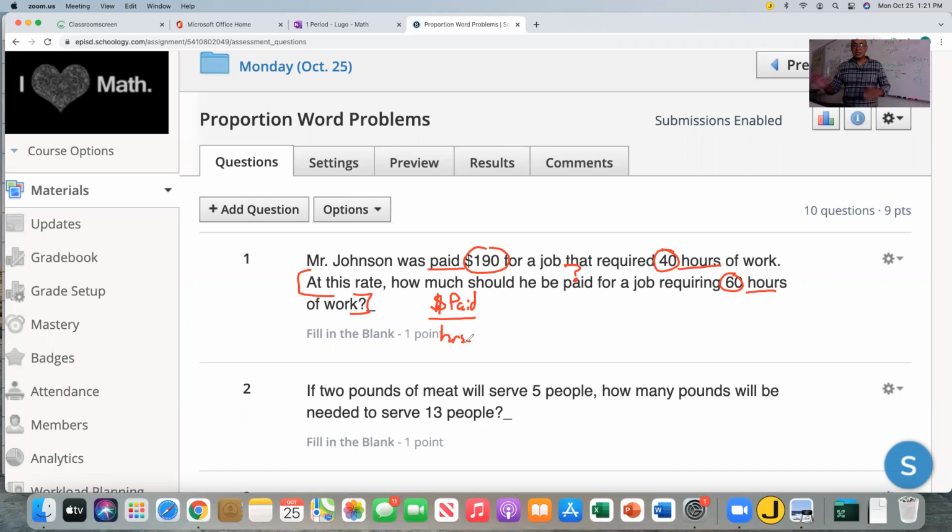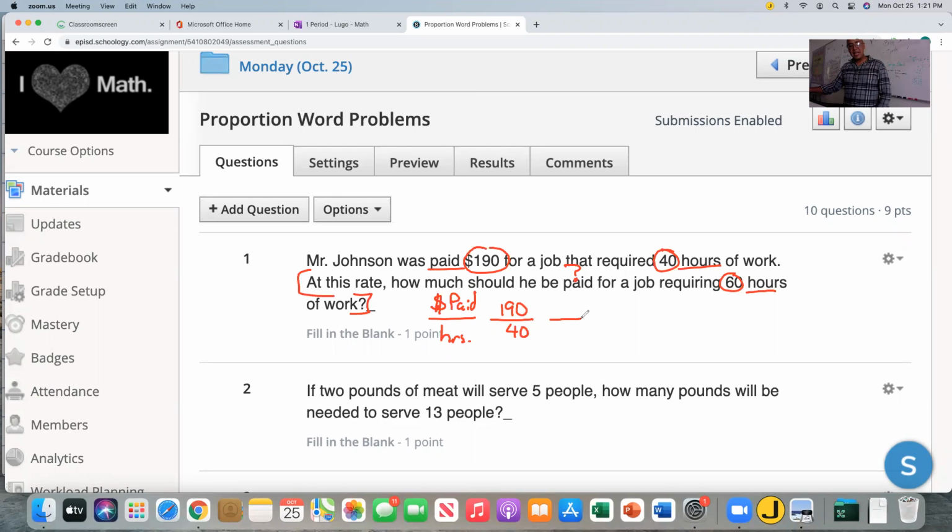All right. Notice that there's no numbers there. I didn't write down any number. I simply wrote down a fraction in words, what I like to call the word fraction or the ratio in words. So the amount paid is anything in the numerator is going to have to do with the amount paid, and the hours are going to be in the denominator. All right. So what is the ratio? What is the comparison between how much was paid to the number of hours? Well, we have $190 paid for 40 hours of work.